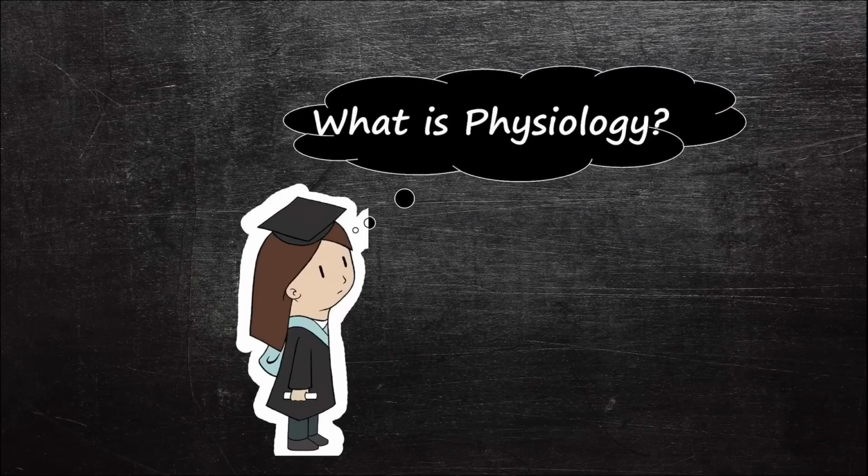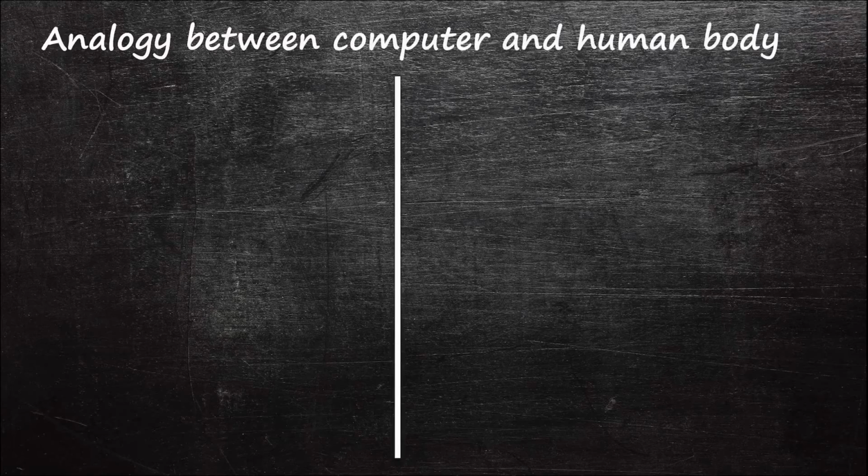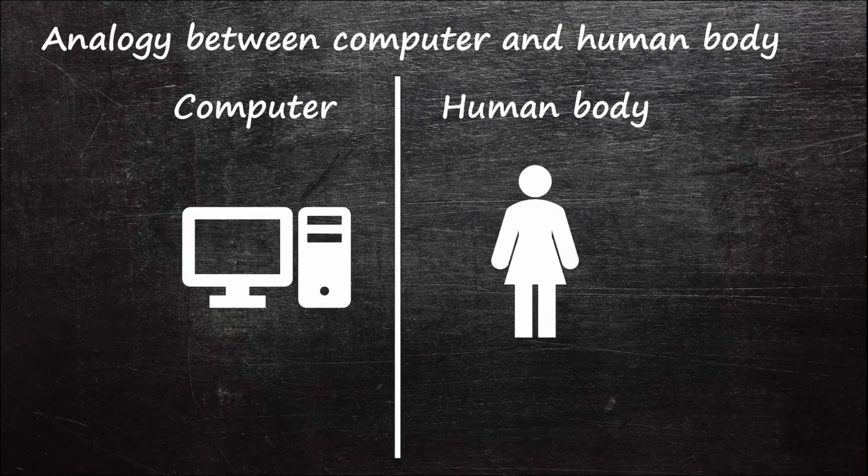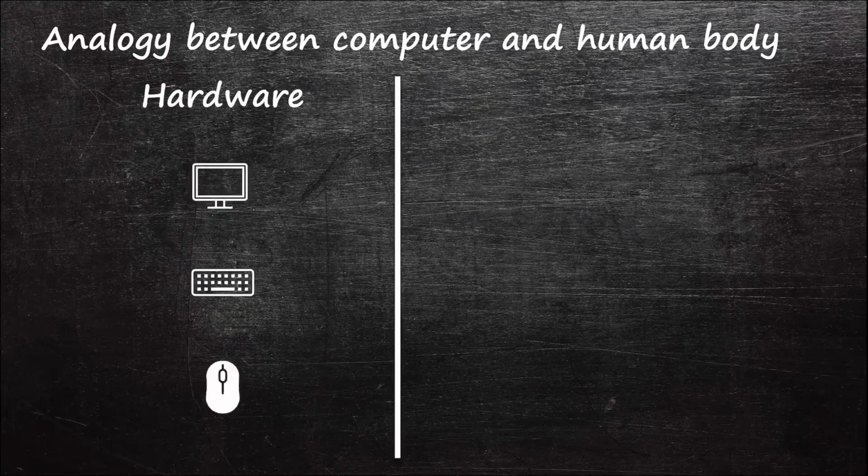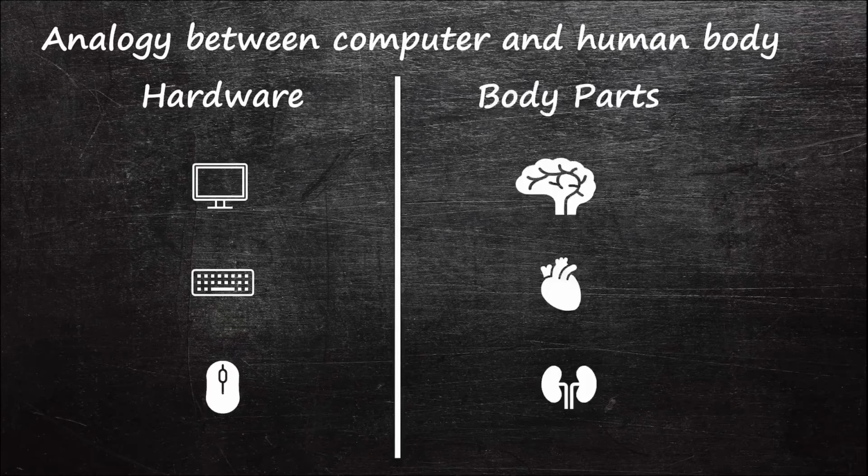What is physiology? I am going to answer this using an analogy between a computer and the human body. A computer is made up of parts like a monitor, CPU and a keyboard. An expert who studies the computer parts is called a hardware engineer. Similarly, the human body is made up of parts or organs like brain, heart and kidneys and so on. And a person who studies the structure of human organs is called an anatomist.